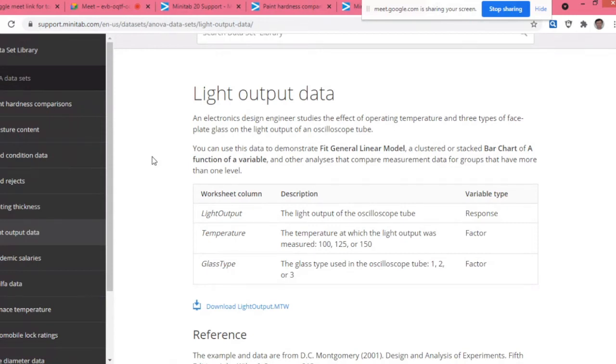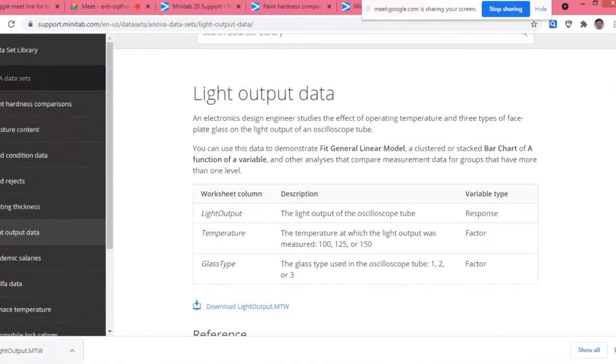An electronics design engineer studies the effect of operating temperature and three types of face plate glass on the light output of an oscilloscope tube. Okay. So here, light output is the response, and temperature and glass type are the factors. Please download this light output data.